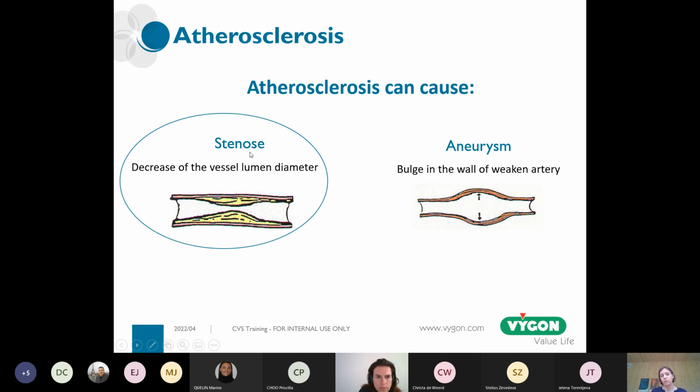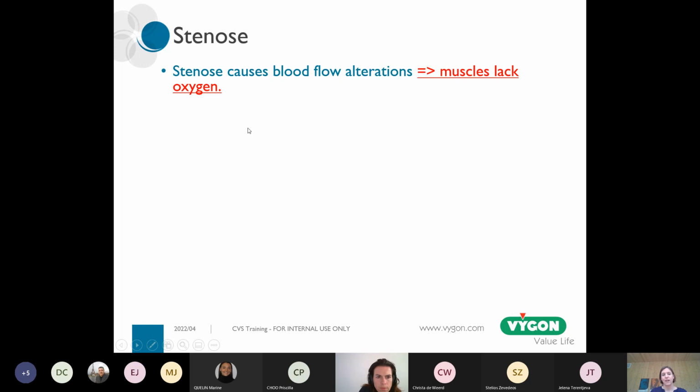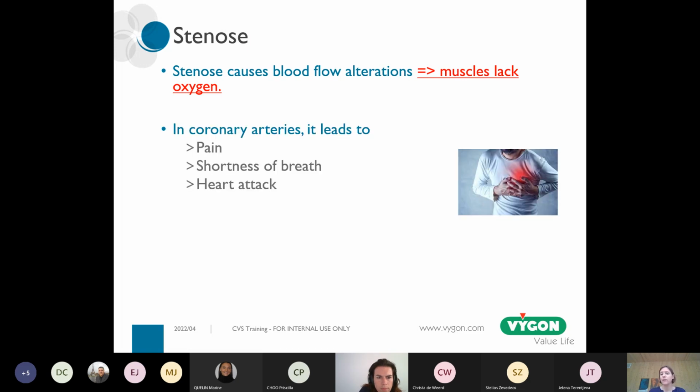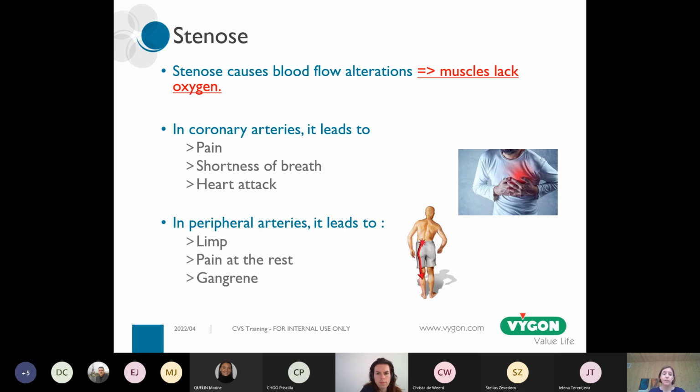For today, we will focus on stenosis. And this stenosis can cause blood flow alteration and the muscle lacking oxygen. In coronary arteries, it will lead to pain, shortness of breath, heart attack. In peripheral arteries, it leads to limping, pain at rest, gangrene, and in cerebrovascular arteries, it can lead to stroke.